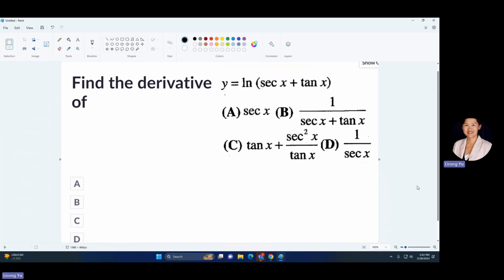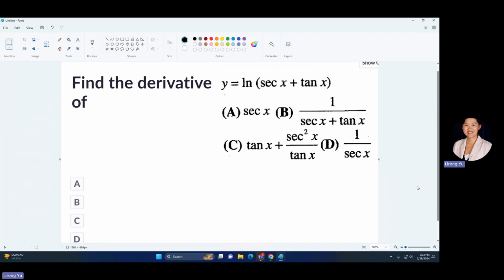Secant times tangent of x. What's the derivative of tangent? Secant squared. So plus secant squared of x. So that's really the derivative. We first differentiate the outside function, then differentiate the inside function. Then we're going to take a look at all these choices.